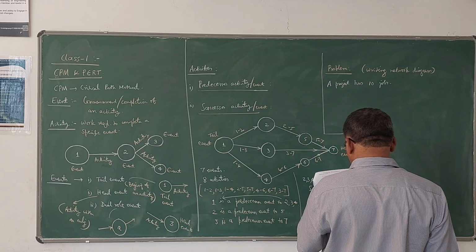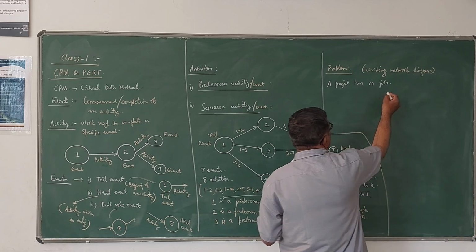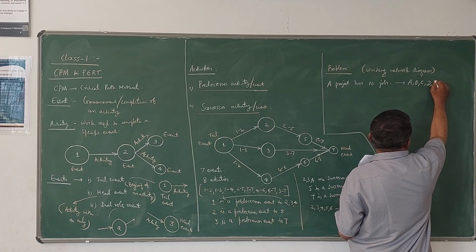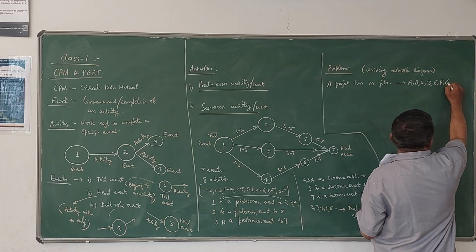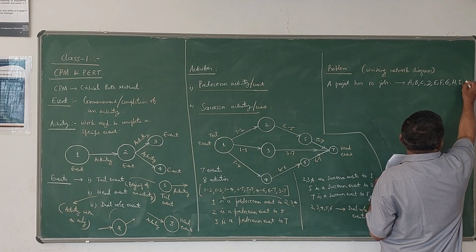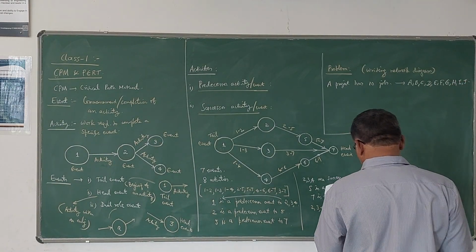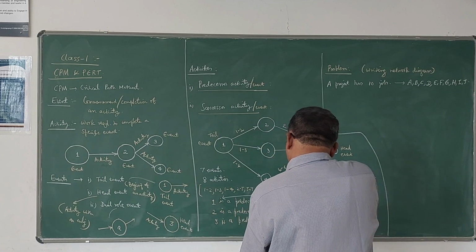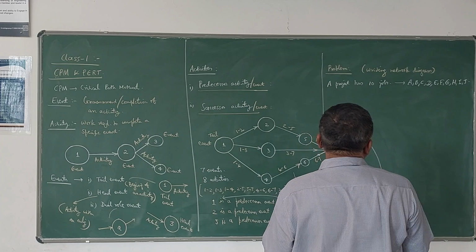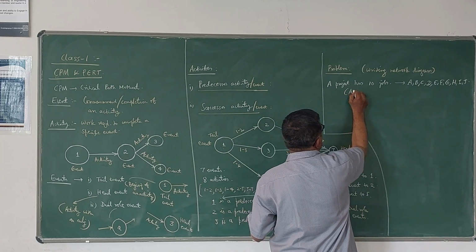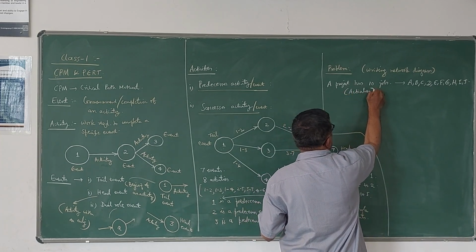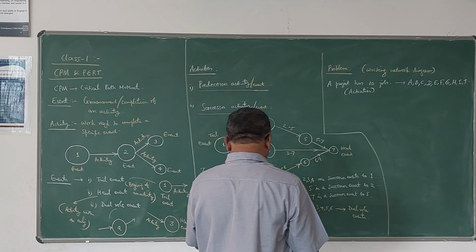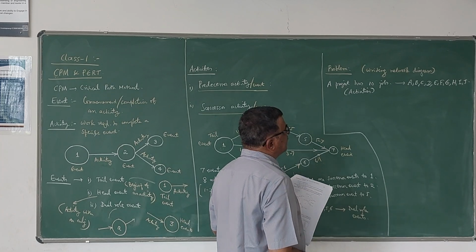So job numbers are denoted as A, B, C, D, E, F, G, H, I, J. So up to J it is there. And these jobs mean these are the activities. Jobs means activities. They are not events, they are activities. So these jobs are identified by the events.